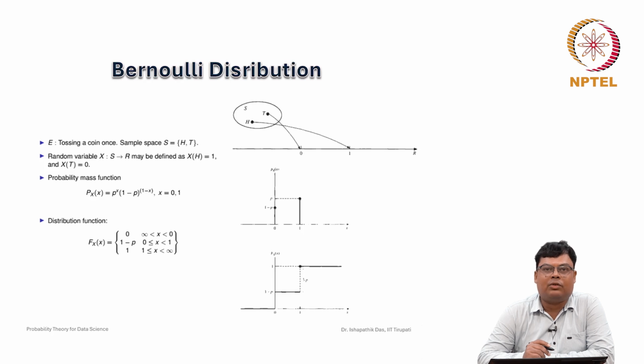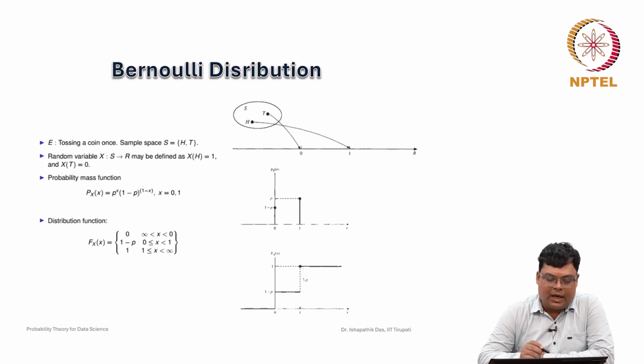In nature also, we find this kind of random phenomena. Whenever we give medicine to a patient, the response may be categorized into two: one is success and the other is failure. In that case also, we can model the data using the Bernoulli distribution.